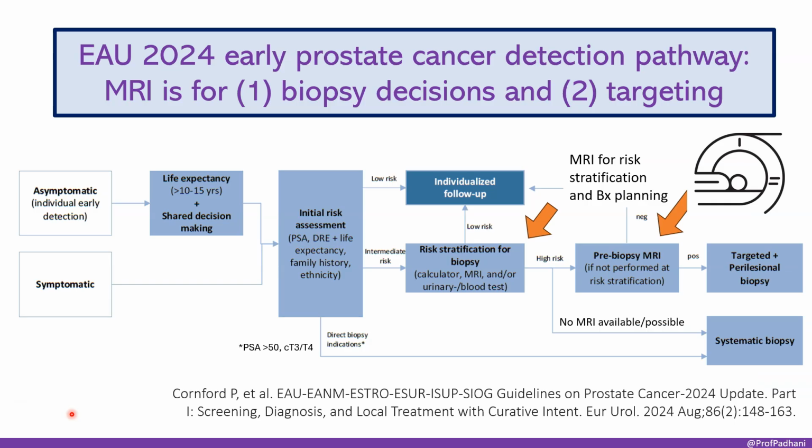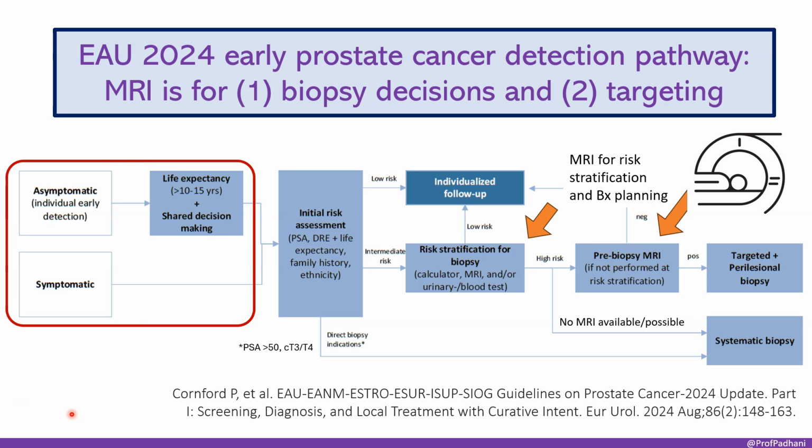EAU 2024 pathway. MRI is central now, isn't it? It absolutely is. Central for men at elevated risk. It has 2 main jobs, according to Professor Patani. Risk stratification, helping you decide who needs a biopsy, and then guiding that biopsy if it is needed. And AI tools, they're aiming to boost both of those functions for you.